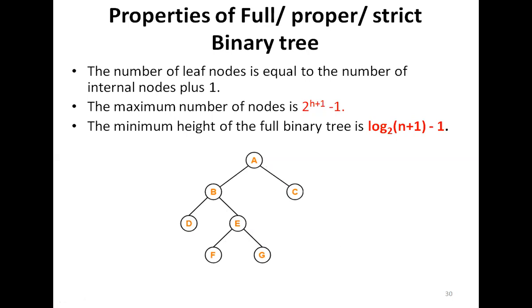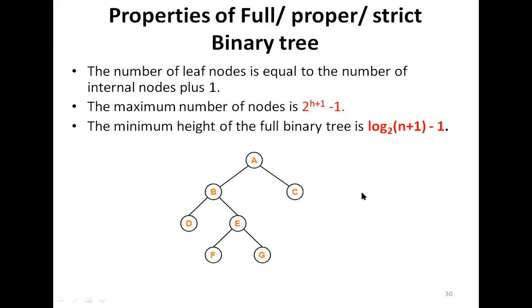Sir, 3. Because the height of the tree is the height of the root. So this is the root, and you have to count the number of edges in the longest path to the leaf node. So 1, 2, 3, 3 edges are there. So the height of this tree is 3.